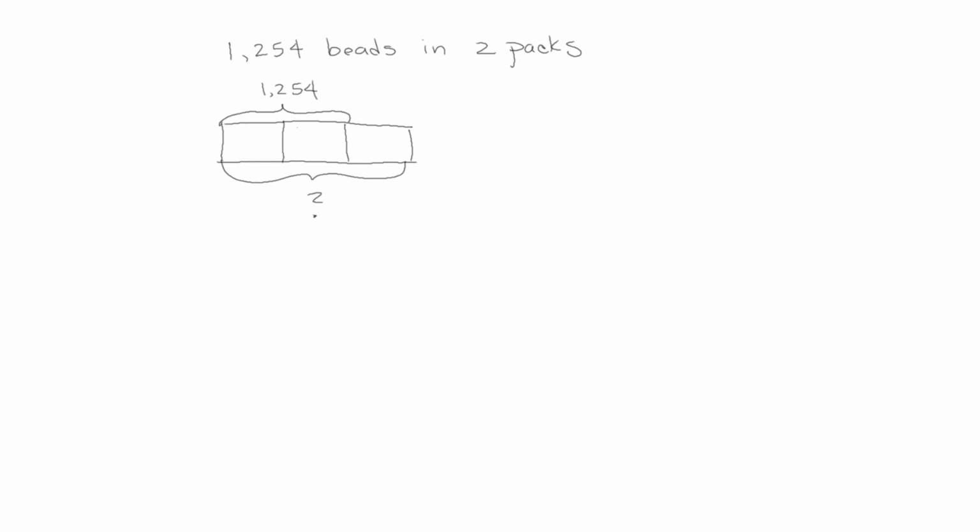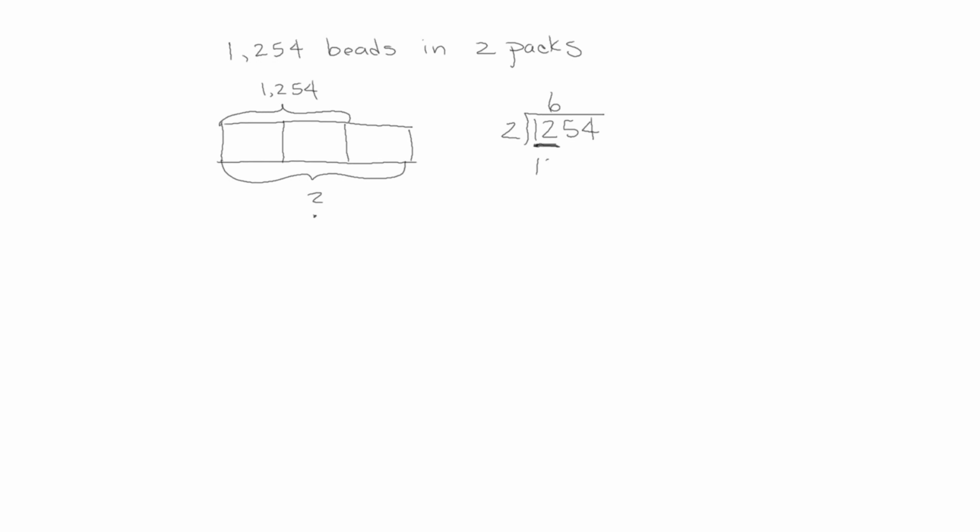Well, if we know that there's 1,254 in 2 packs, if we divide that into 2, we'll know how many beads are in 1 pack. And then we can figure out how many are in 3. Looking at our dividend here, we only have 1,000, which we can't divide equally into 2 groups. So we'll decompose it into 10 hundreds. Now we have 12 hundreds. 12 hundreds means we can put 6 in each group.